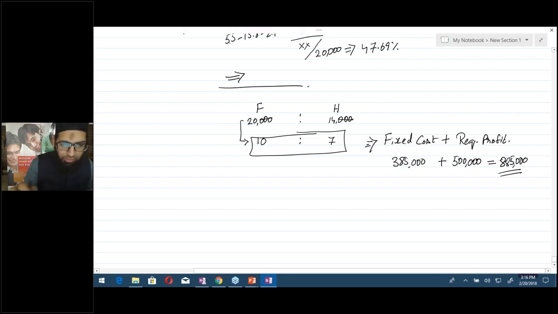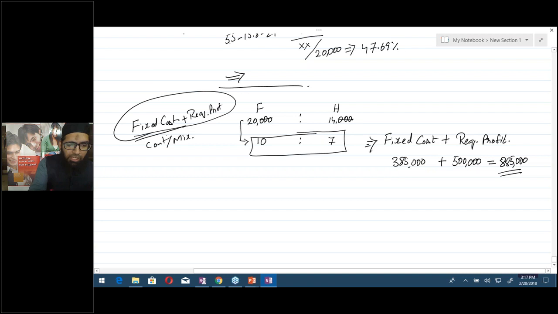First of all, I will start with this ratio. Remember that to calculate the break-even point in units, I will be dividing the fixed cost by the contribution per mix. So I will require the contribution per mix. This is the question of required profit level, so I had already added required profit, and I had already calculated that. Now let's see how to calculate the contribution per mix.